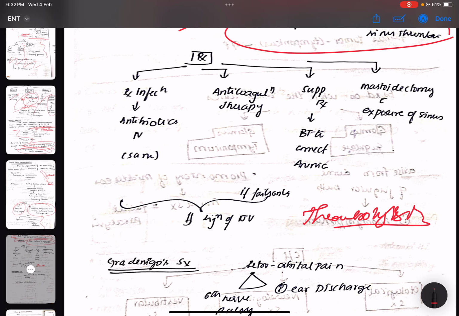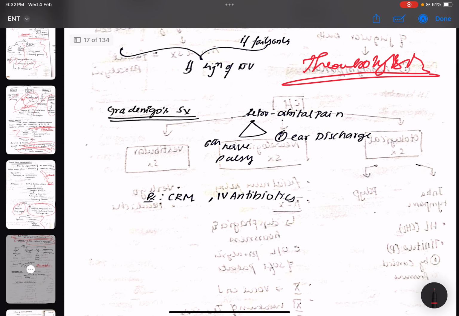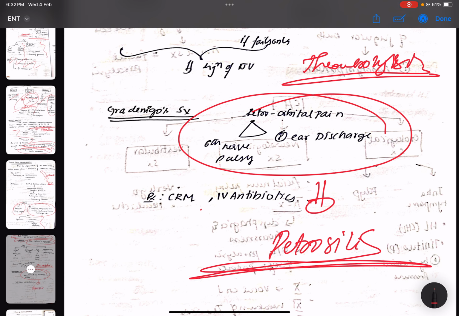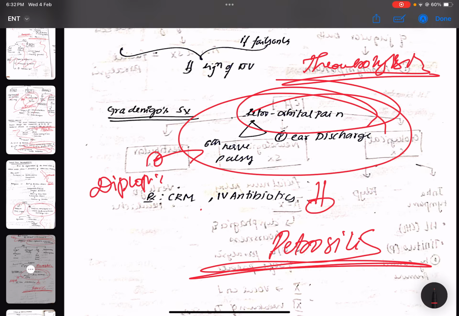talk about thrombolysis. Then what is Gradenigo's syndrome? If this is present, then what does it indicate? It indicates petrositis. So whenever a CSOM patient complains of continuous ear discharge with diplopia and retroorbital pain, then you should think of petrositis. That is called Gradenigo's syndrome.